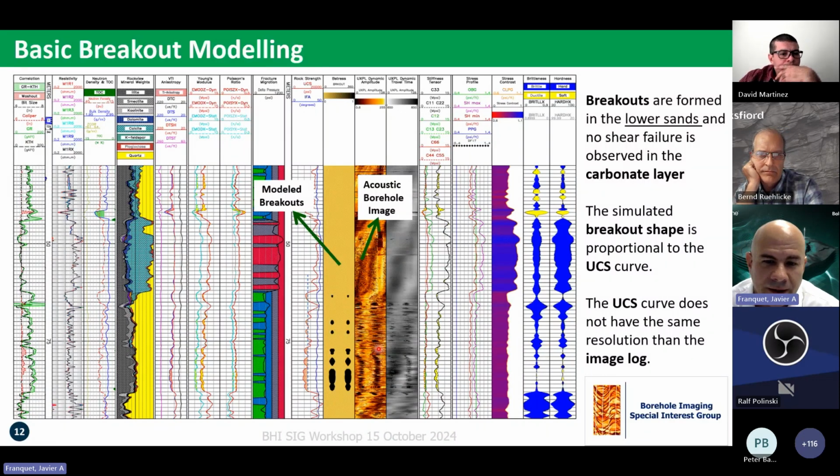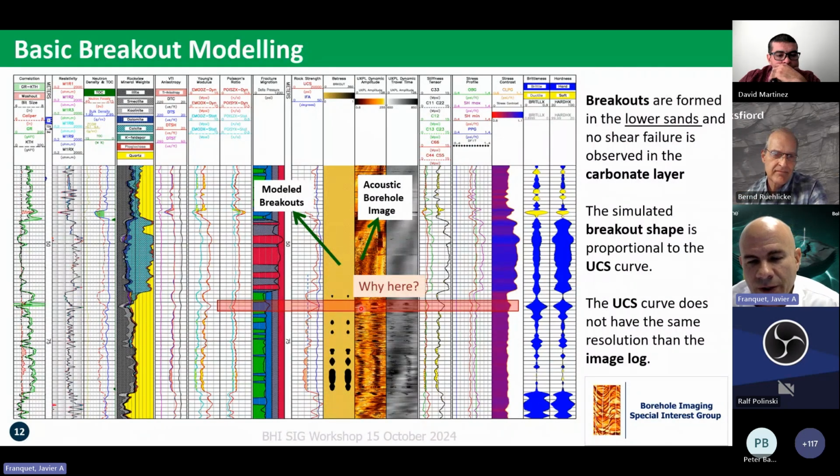But something interesting happened here, and we see a very clear breakout where apparently it's actually a dense zone, and we couldn't really explain, or we couldn't really reproduce those. So we know we need to come up with a more robust boundary condition and stress profile to actually reproduce those breakouts that we can't with this simple and basic modeling here.